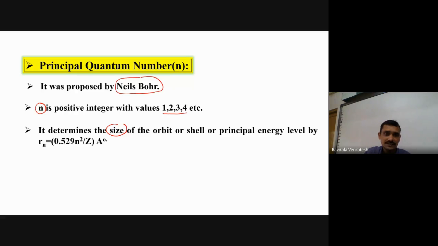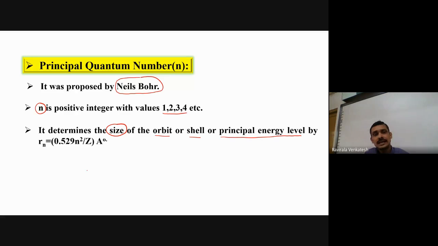So what is the significance of principal quantum number? If anybody asks you, it determines the size of the orbit or shell. Orbit is also called shell. Otherwise, principal energy level. These are the other names for orbit: principal energy level, shell, orbit, and stationary states also we can call, because they have fixed energy. That is the reason they are called stationary states.